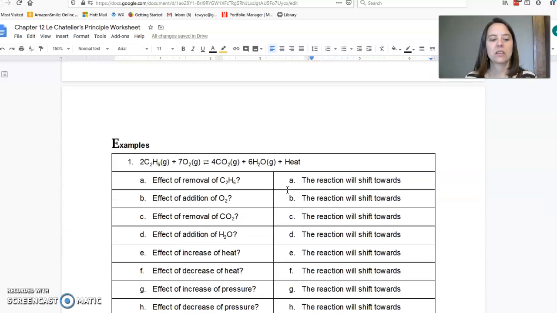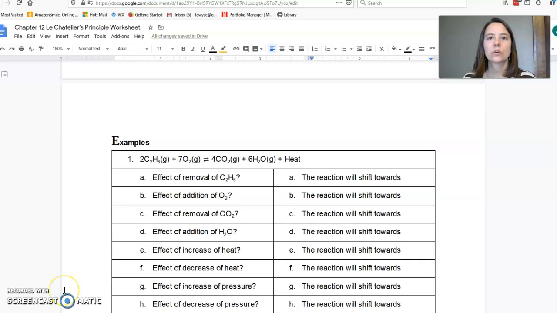So let's do some examples. I have 2 moles of ethane gas reacts with 7 moles of oxygen gas in a reversible reaction with 4 moles of carbon dioxide gas and 6 moles of water vapor, and it gives off heat, so it's an exothermic reaction. So we're going to go through this example together. A is, what is the effect of removal of some ethane gas?